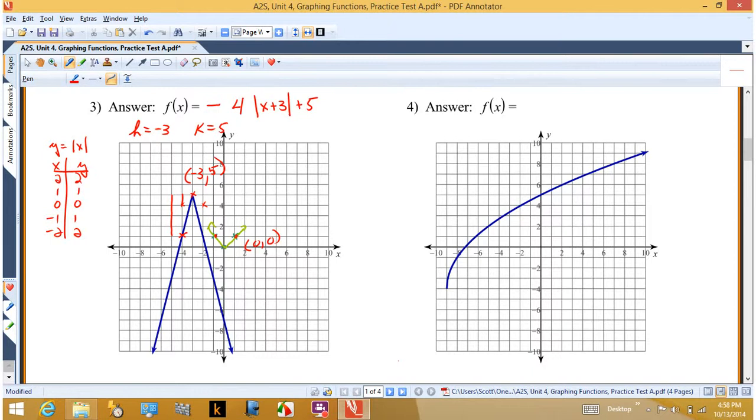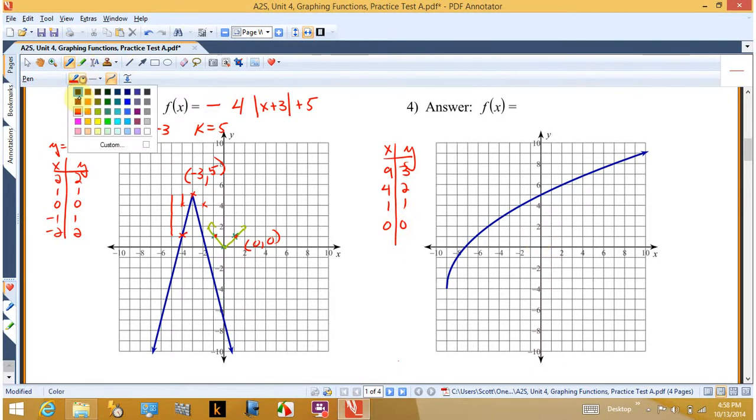Let's move over to the next one. Now this is a square root function. You can tell because it just ends. And my parent graph then would have points that I normally use. 9, the square root of 9 is 3. 4, the square root of 4 is 2. 1, the square root of 1 is 1. And 0 is 0. So this graph, the parent, would have been located here.